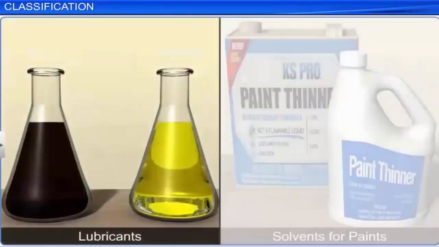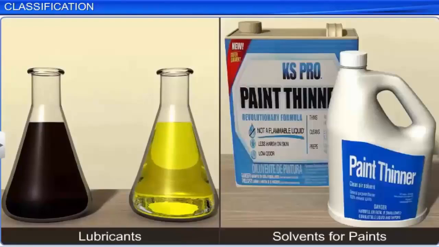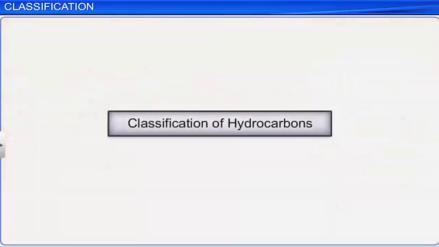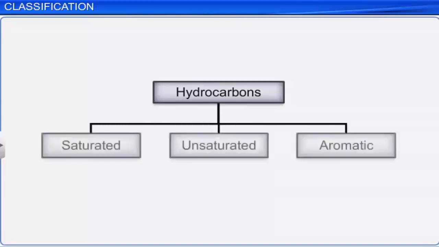Other higher hydrocarbons are used as lubricants, solvents for paints, and so on. Hence, we can say that the hydrocarbons act as sources of energy. Now, let us look at the classification of hydrocarbons. On the basis of carbon skeleton, that is, the type of carbon-carbon bonds, hydrocarbons can be classified into three main categories: saturated, unsaturated, and aromatic hydrocarbons.